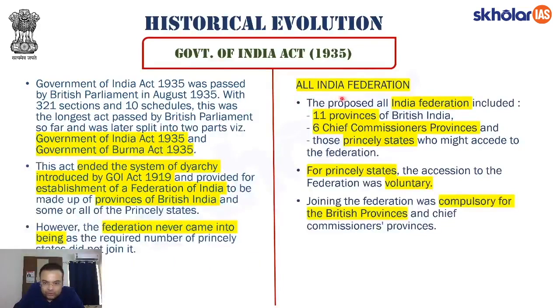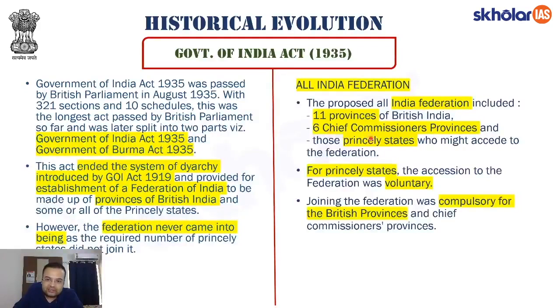Then let's talk about the important features of the Government of India Act, and the first feature of course is the All India Federation. So the Act had proposed that there will be an India Federation. What exactly will be this India Federation? It will have 11 provinces of British India. British India was divided into provinces, so there were 11 provinces that will be a part of the Indian Federation. Second, 6 chief commissioners' provinces. There were some provinces which were not very big but were very important in terms of strategic location. They had not governors, but chief commissioners that used to administer the affairs over there.